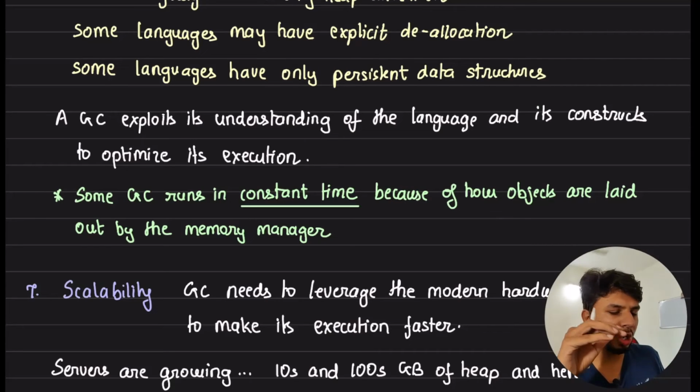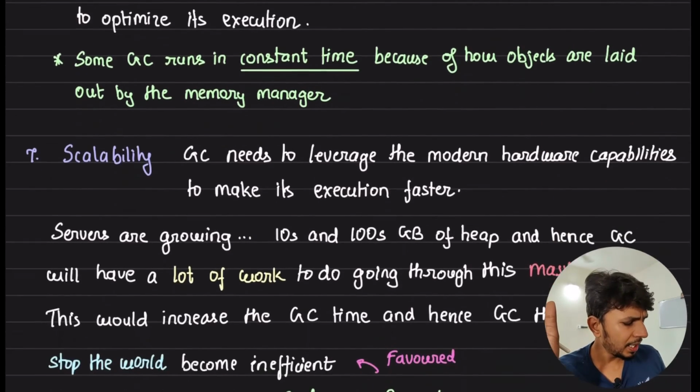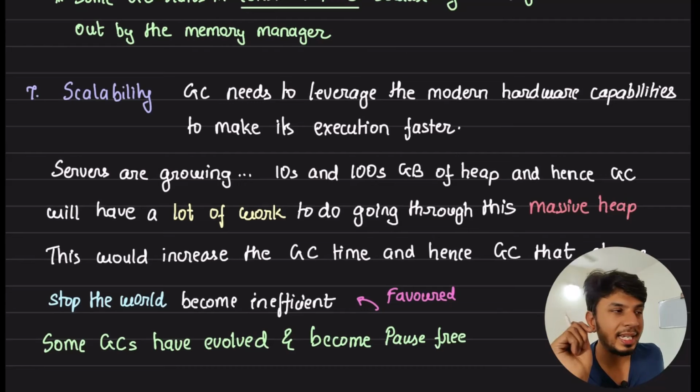So which is where you will always find most garbage collectors out there, they are language specific garbage collectors, because they exploit how that language is built. They exploit how that language does object allocation and other parts of it. Then the final point around this is scalability.